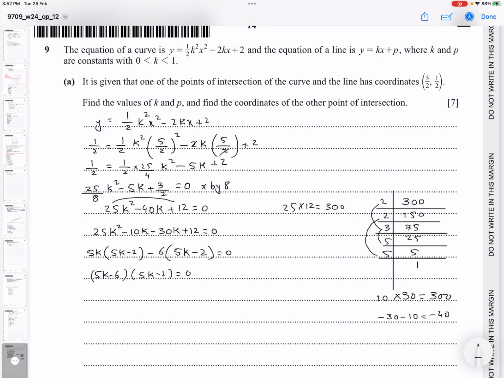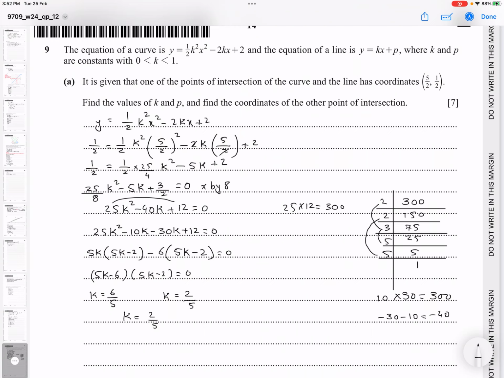So look, your one k is 6 over 5 and your other k is 2 over 5. So it was said that k is less than 1 and greater than 0. So pick k equal to 2 over 5.